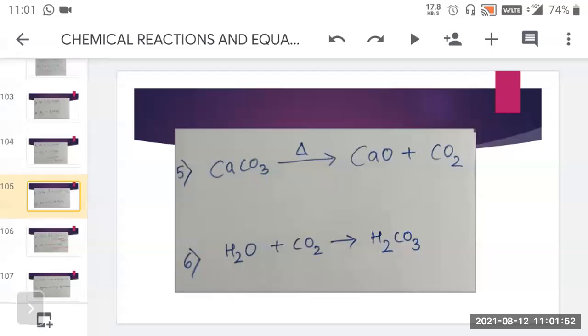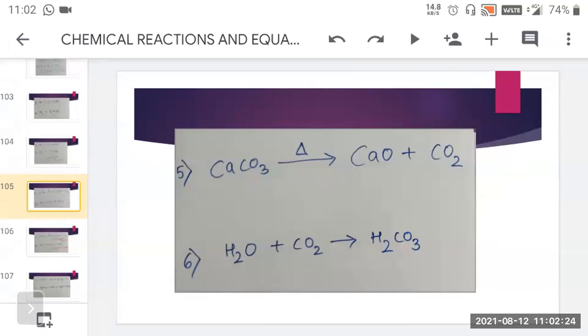So now you can see here only 1 reactant is there and 2 products are there. That means this is a decomposition reaction. Now mostly breakdown occurs in presence of heat, so that's why the sign of heating is given over the arrow. That triangle is the sign of heating. So when you heat CaCO3, it gets converted into a simpler form, CaO and CO2.